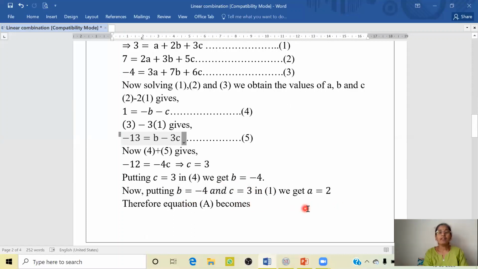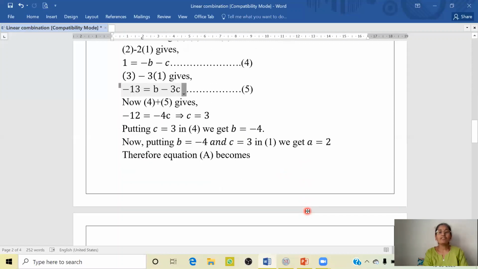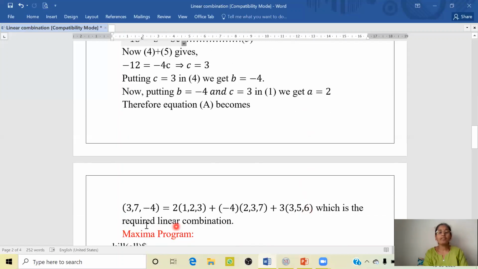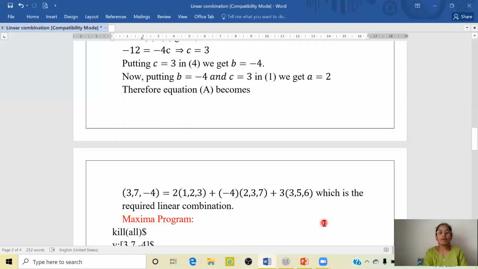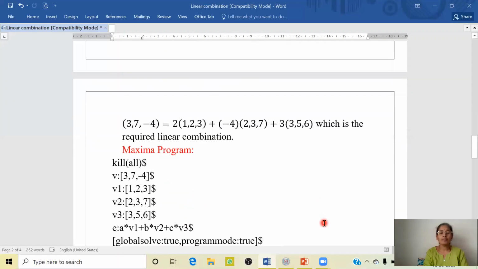After finding the values of A, B and C, let us substitute these values in expression A, which gives us the required linear combination. Therefore, (3, 7, minus 4) equals 2 into (1, 2, 3) plus minus 4 into (2, 3, 7) plus 3 into (3, 5, 6), which is the required linear combination. Now let us move on to the Maxima program for this problem.